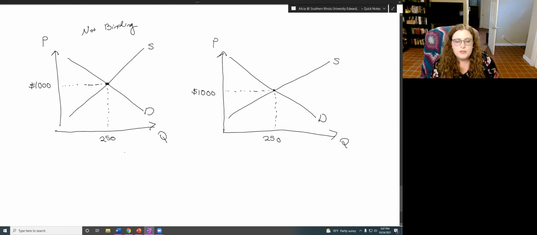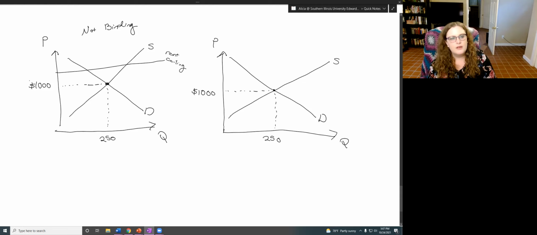If we're at a point where the market already is selling apartments for about $1,000 a month, but then the government comes in and they say, okay, actually we need some controls here. We need some price controls. What we're going to have is we're going to put in a rent ceiling. Imagine that that's a straight line. Rent ceiling of $1,200. You cannot charge your tenants more than $1,200.